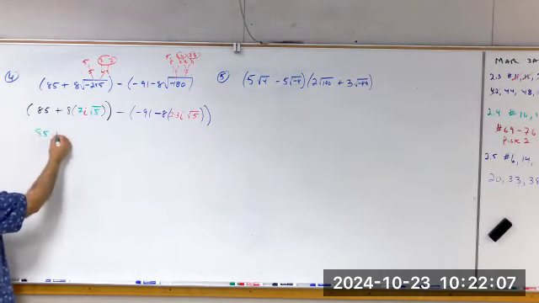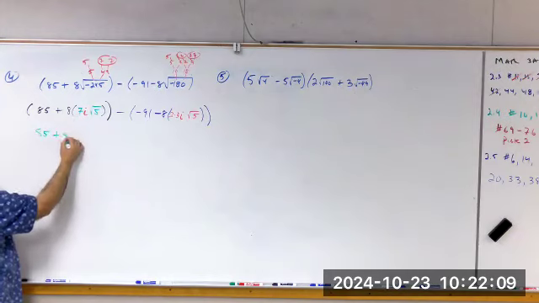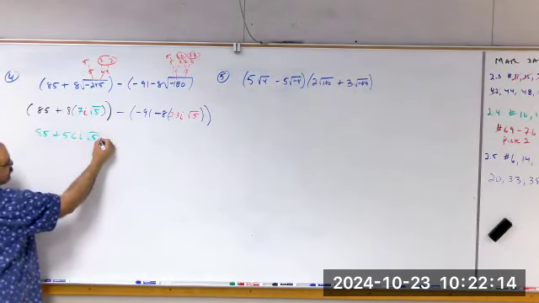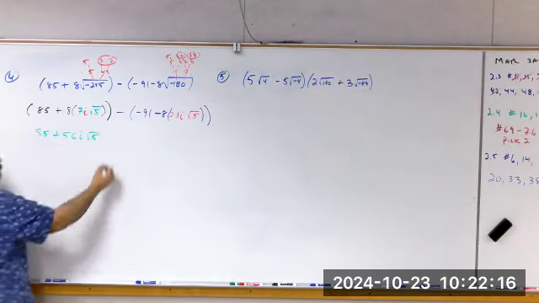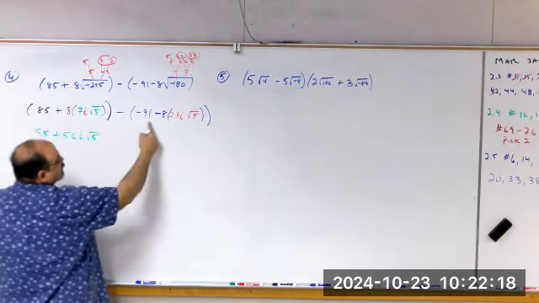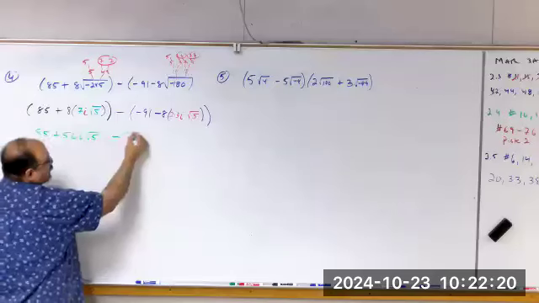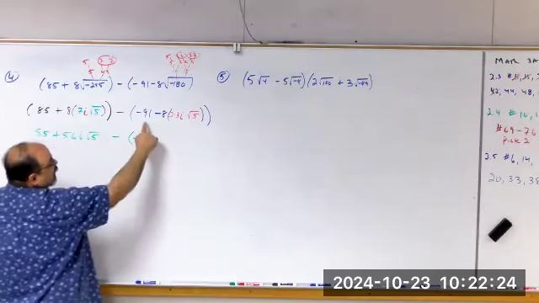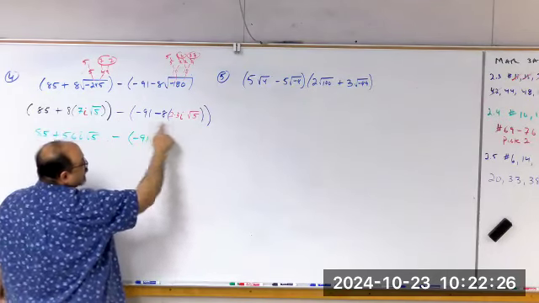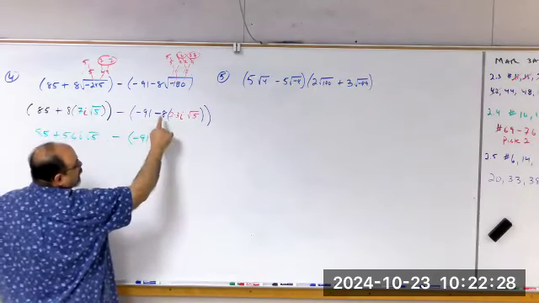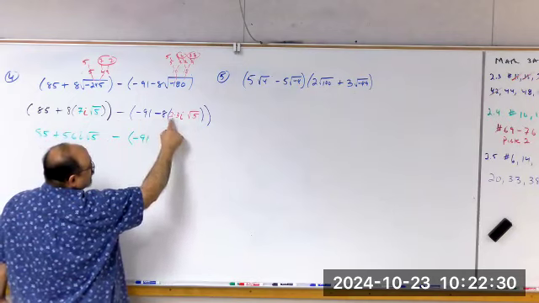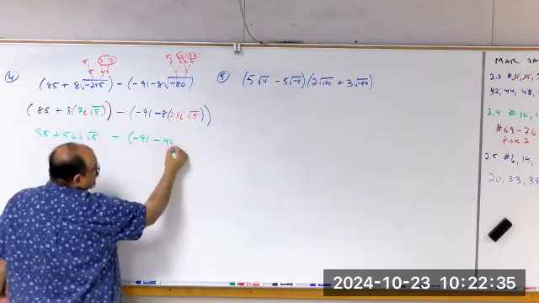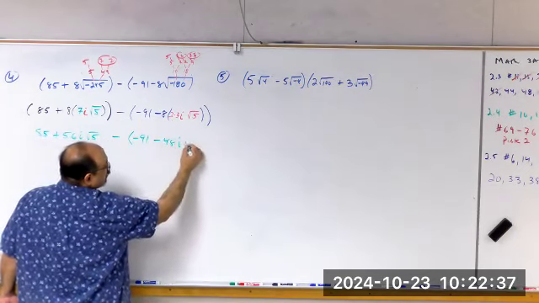85 plus 8 times 7 is 56i square root 5. Now, I'm not ready to distribute this negative yet. So minus still negative 91. I'm not going to distribute the negative until I simplify what's inside. Negative 91 minus 8 times 2 times 3. This is 6. 8 times 6, so minus 48i square root 5.